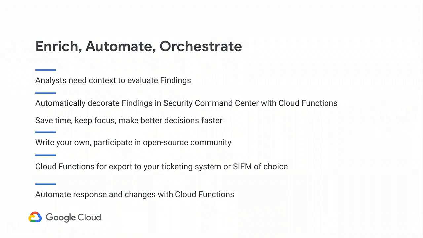It's no good just to look at a finding that says, hey, there is brute force SSH. Your analyst will say, well, what instance is this? Is this a jump box? Is this something that shouldn't be exposed to the internet in the first place? So we think it's very important to give people this context, and we'll talk about a way to do that with Cloud Functions in a minute.